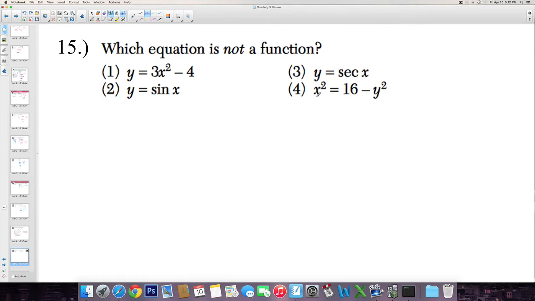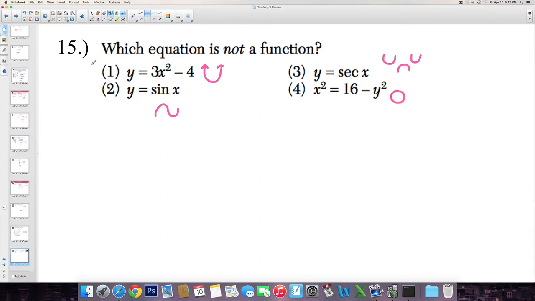So this question is asking which one is not a function. And a function is for every input or x value, there's a unique output or a unique y value. So basically it has to pass the vertical line test. That's our quick little way. This here, an x squared, so that's a quadratic. Sine of x looks like this. Secant looks like this. And this would be a circle, looks like this.